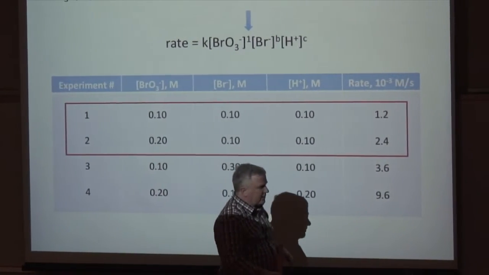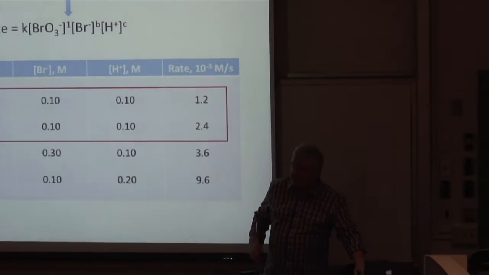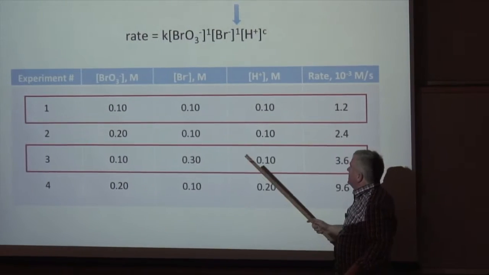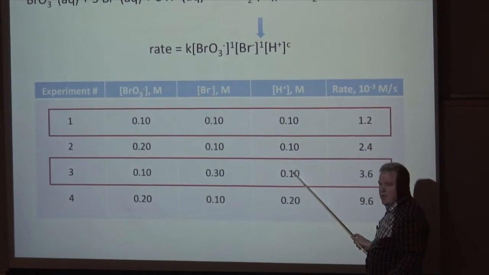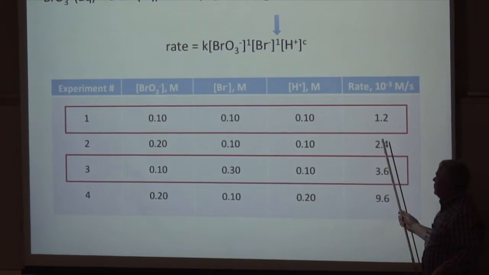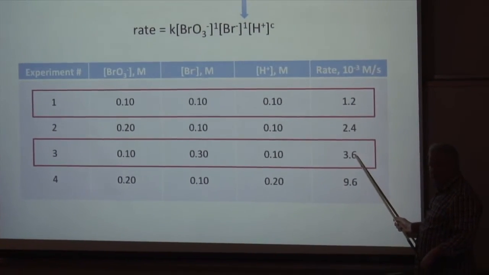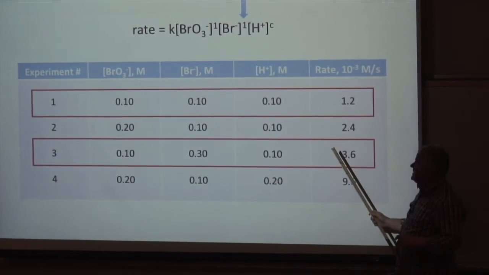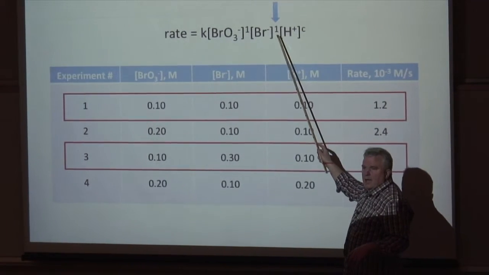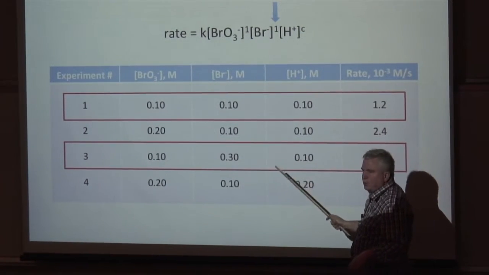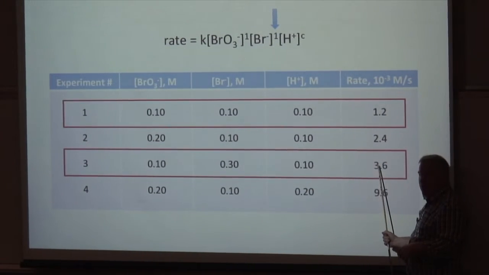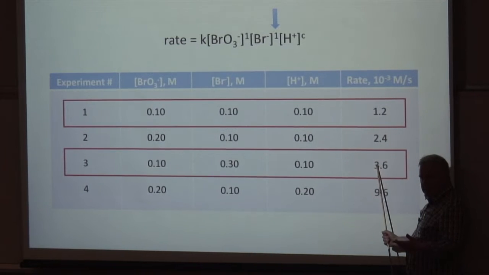We can then take a look at one of the other sets of reactions. We take a look at these two and we see bromate is kept constant, hydrogen ion concentration is kept constant, but we've tripled the bromide concentration. And look at this, we've tripled the rate. Okay, so that tells us that the exponent for bromide is also 1. Again, had that exponent been 2, when we tripled the concentration of bromide, that would have gone up by a factor of 9, and it didn't.